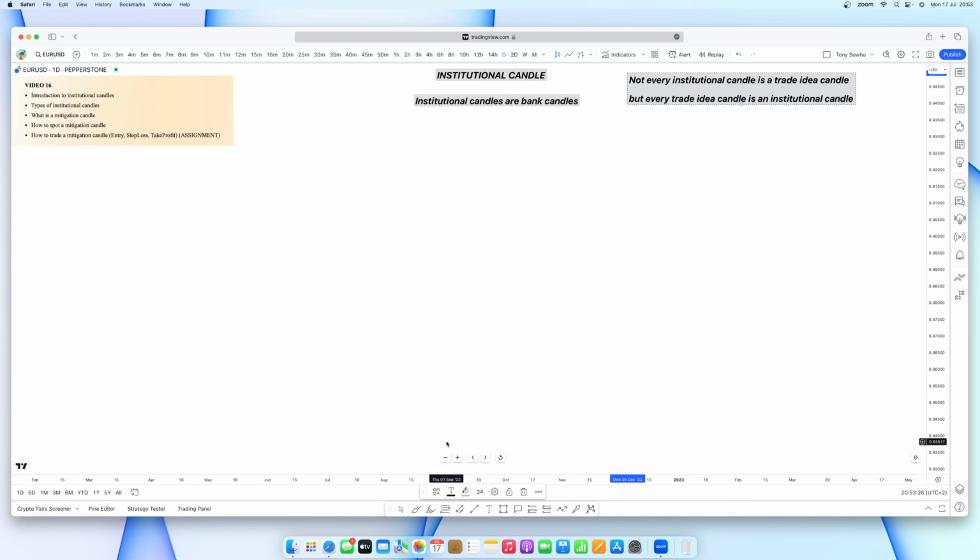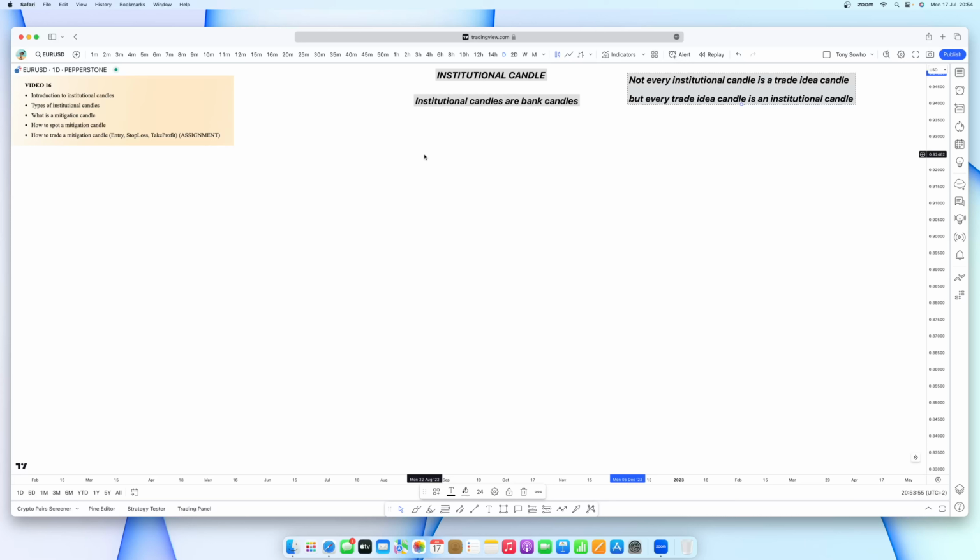I want you to understand first that institutional candles are bank candles. Institutional candles are candles representing the movement of price caused by the institutions. All these candles are actually bank candles because we cannot move price. There's no retail candle here because we do not have what it takes to move price. So if you see price move from one point to another, that is an institutional candle. Every candle you're seeing is an institutional candle.